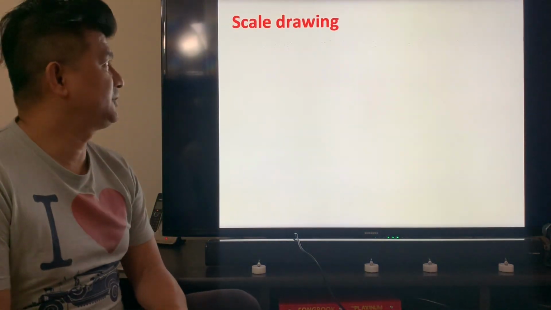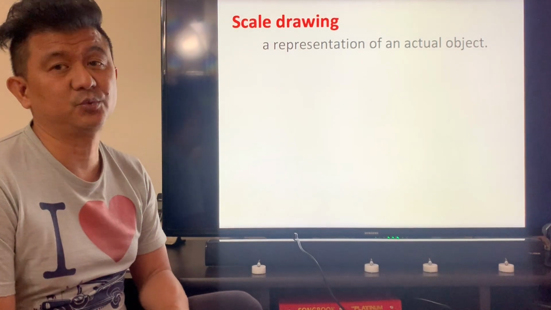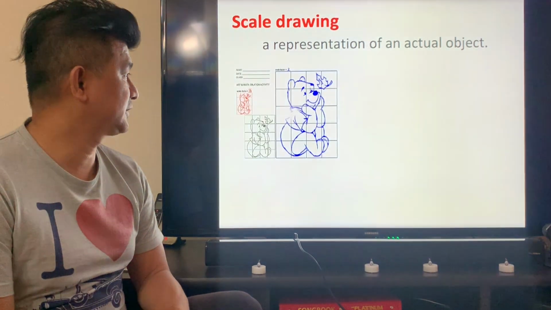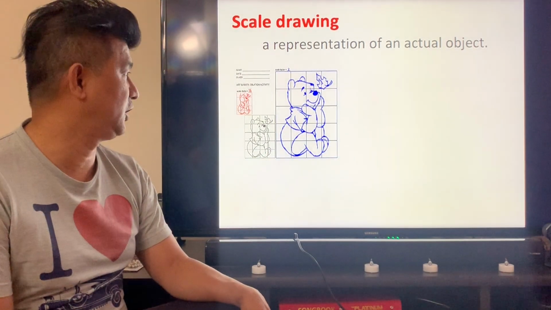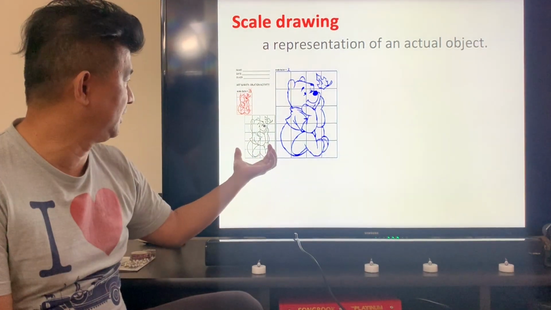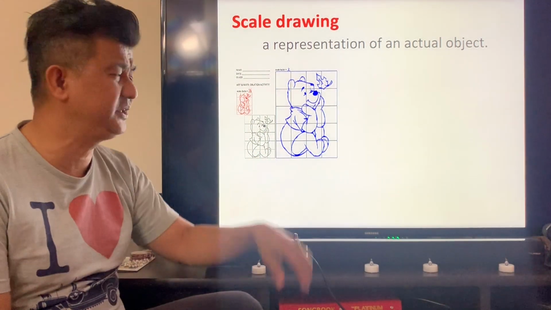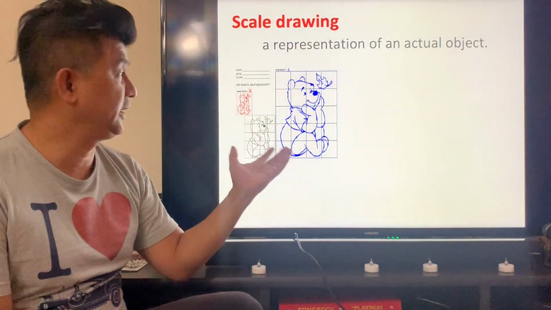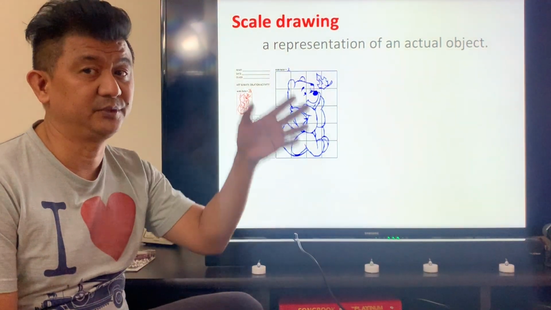Scale drawings. A scale drawing is a representation of an actual object. So if you have a stuffed toy like Winnie the Pooh, you could draw a representation of it with this drawing, a smaller size or a really smaller size. And your drawing is a representation of the real one.